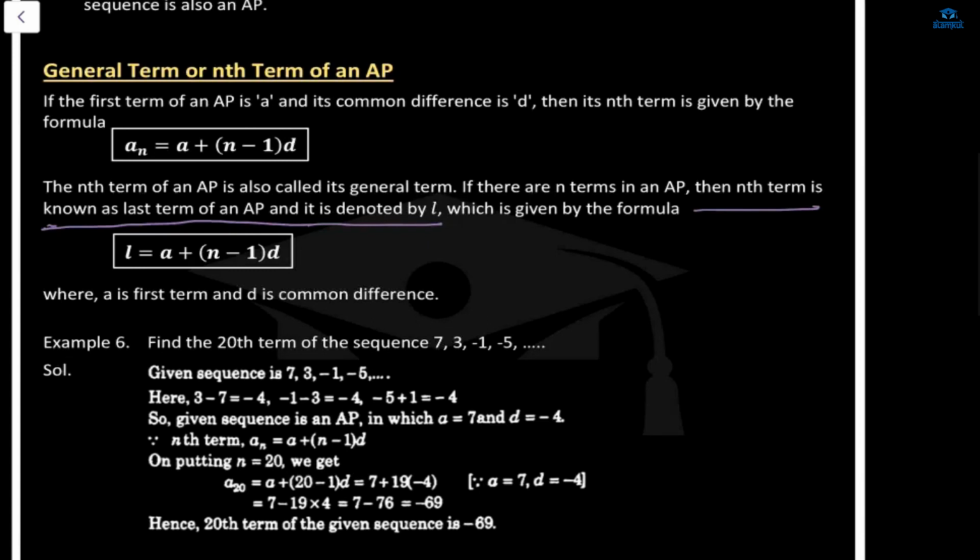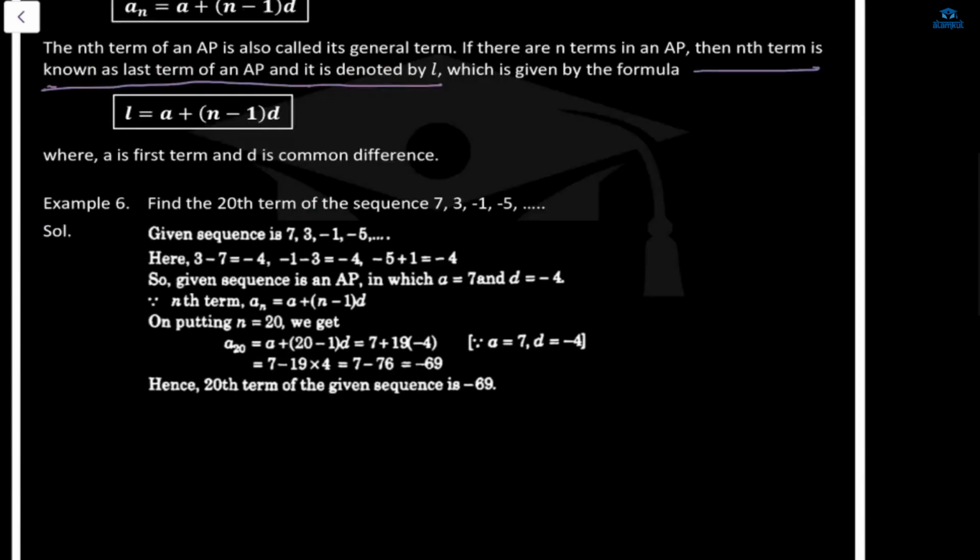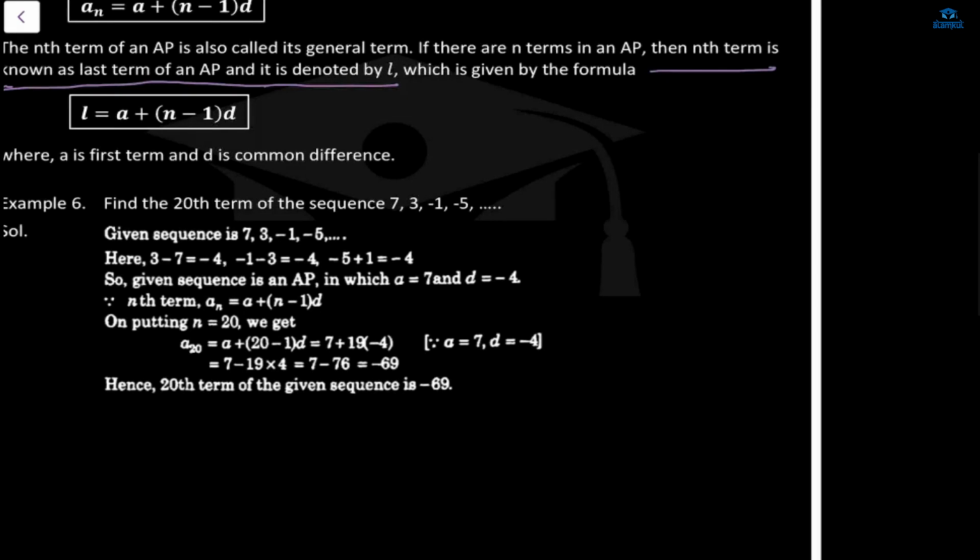Just one question, and after that we'll end the class. Find the 20th term of the sequence. You already have the sequence. From here, you'll see A is 7 and D is minus 4. If you subtract 7 from 3 you get minus 4, and minus 1 minus 3 again gives minus 4. So D is minus 4.